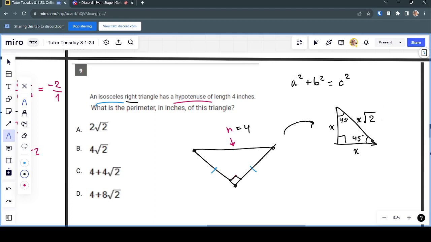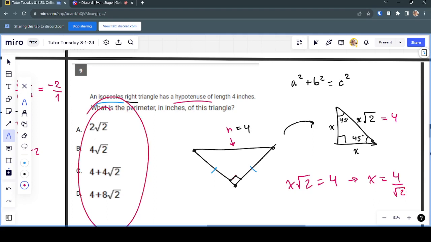Which means that if this hypotenuse is equal to 4, we can back calculate x. So if x root 2 is equal to 4, that would imply that x is equal to 4 divided by root 2. And since I don't see anything in a denominator in these answer choices, I'm just going to rationalize this. The way you can do that is by multiplying 4 over root 2 times the square root of 2 over square root of 2.